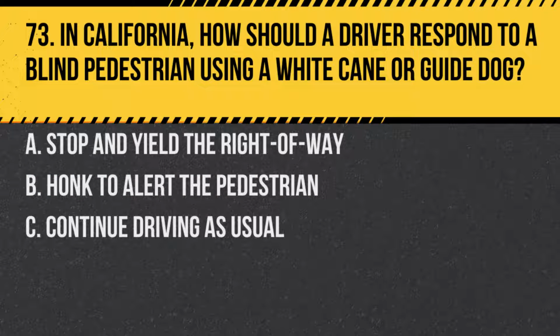Question 73. In California, how should a driver respond to a blind pedestrian using a white cane or guide dog? A. Stop and yield the right-of-way. B. Honk to alert the pedestrian. C. Continue driving as usual. Answer: A. Stop and yield the right-of-way. Drivers should always give way to blind pedestrians.